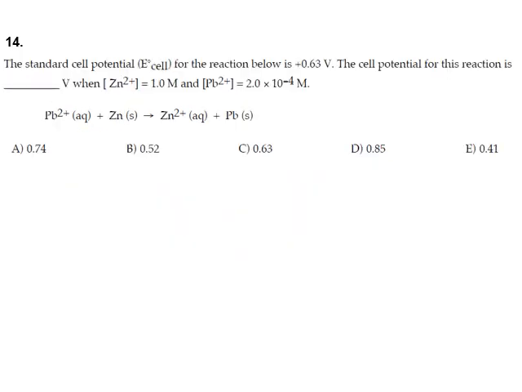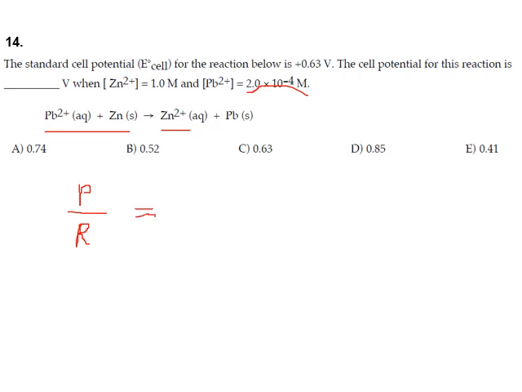Okay, 14, the standard cell potential E naught of the cell for the reaction below is 0.63 volts. The cell potential would be blank if we change the Pb concentration to 2 times 10 to the minus 4 here. Okay, so we need to look at our reaction, and they were nice enough to provide us with that. So we have Pb2+ is the reactant, and zinc 2+ is the product. It's products over reactants. So let's write that out. Products over reactants, P over R, that's going to give us our Q, which I'm not going to write because it takes too long. So what will that equal?